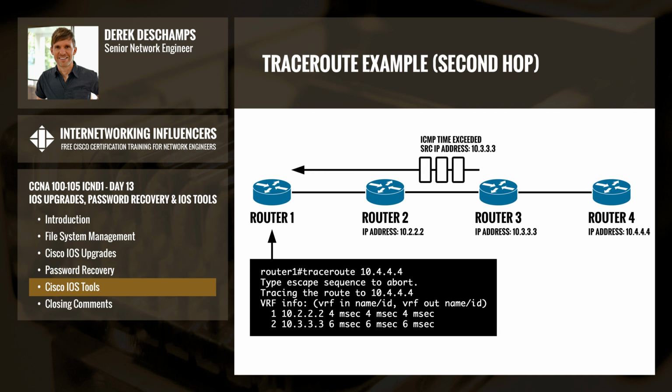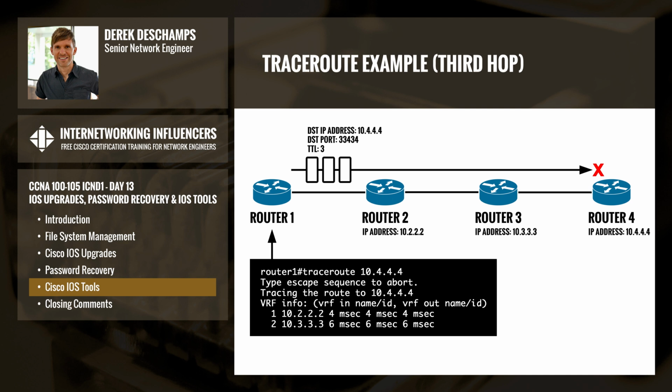Router 3 would then send 3 ICMP time exceeded messages back to router 1 to let router 1 know that the packets had been discarded. The source address of the ICMP time exceeded messages would identify router 3 as the second hop.